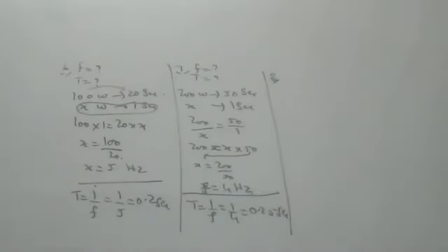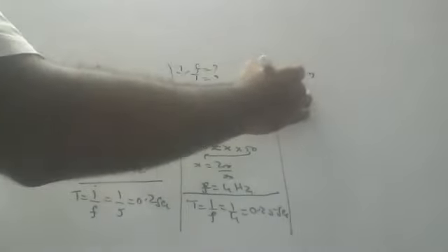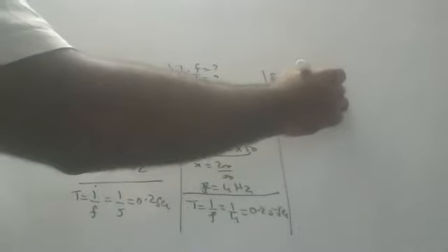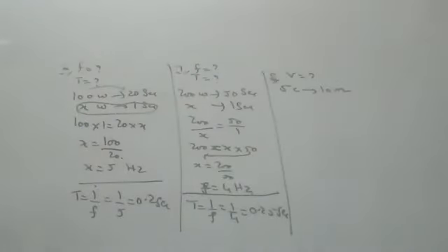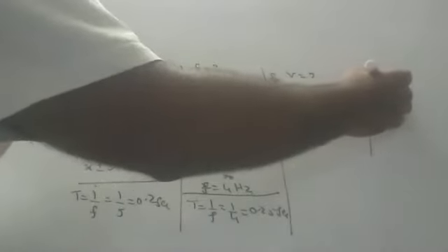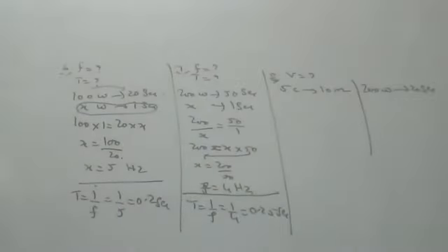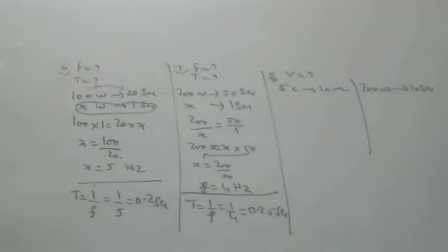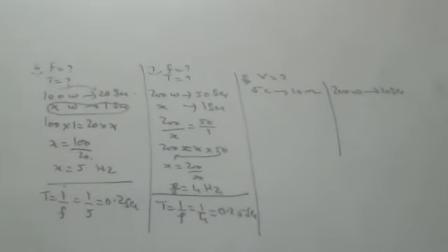Okay, children. Eighth question. What is the velocity of the wave if the distance between 5 crests is 10 meters and 200 waves are occurring in 20 seconds? So, children, nothing is given directly. Wavelength is not given directly, and frequency is also not given directly. We should find them out.